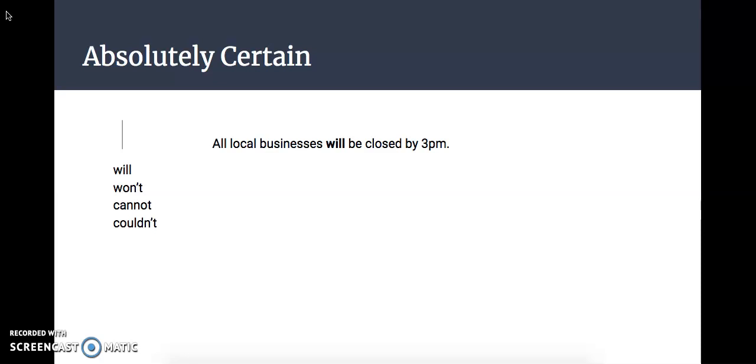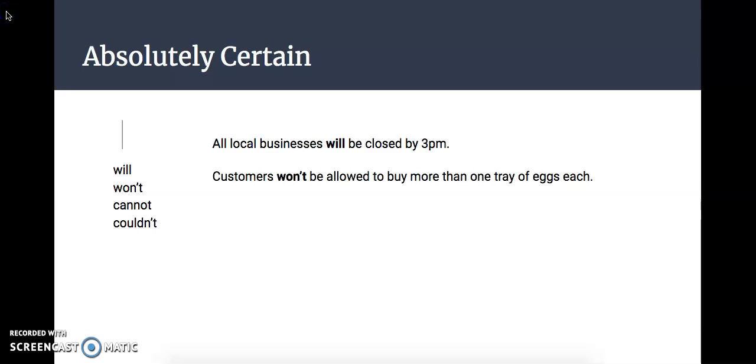So is there a possibility that businesses will be open after 3 p.m? No, there isn't any possibility. So therefore, in this case, the modal verb will is stressing the fact that there is no chance for any business to be open after 3 p.m.